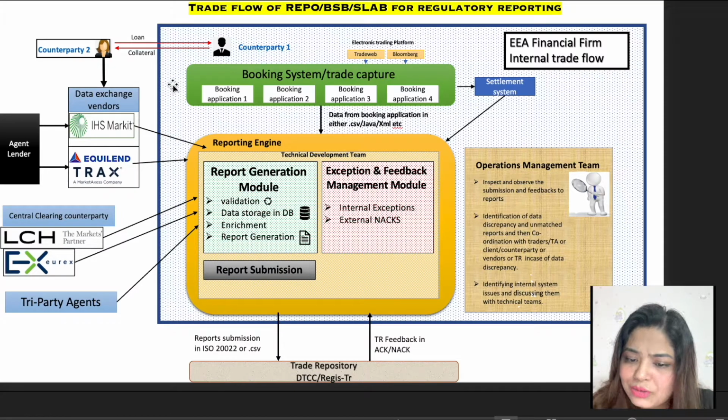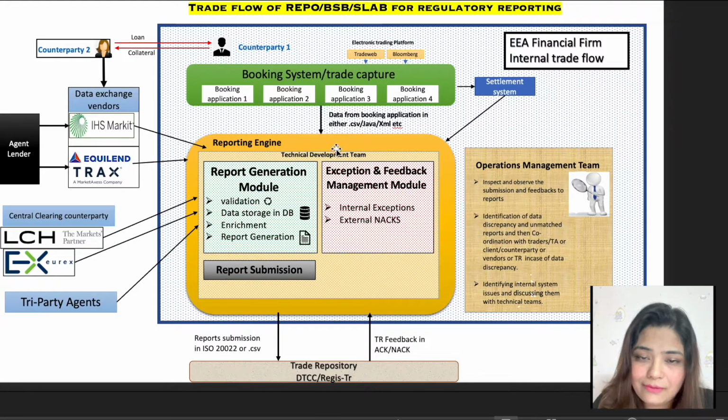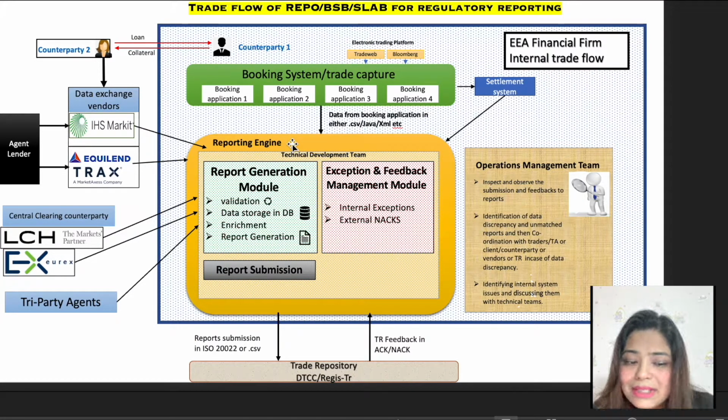Now let's move back to our initial flow diagram. Once the product is booked, all its related data flows down to the reporting engine. Booked trade data also flows to various other systems like the settlement system or valuation system, etc. But our focus will mainly be on the reporting engine or reporting application. The reporting engine or application is basically responsible for generating SFTR reports and submitting these reports to trade repositories.